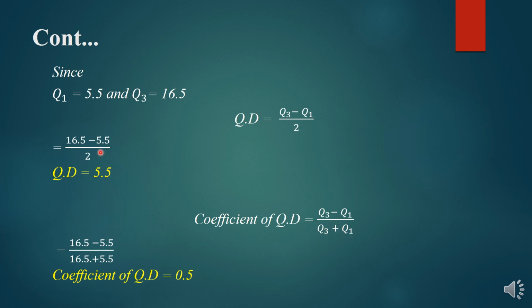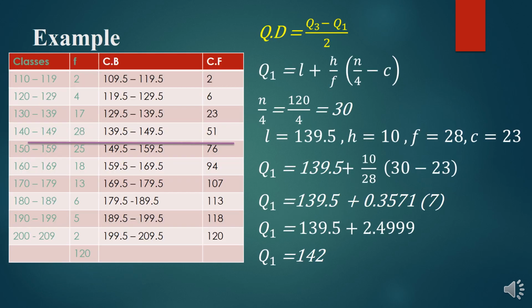So again, we have the Q1 answer and we have the Q3 value. We just put these two values into the formula and find out the coefficient of quartile deviation. So this is basically the example of the quartile deviation for the ungrouped data.